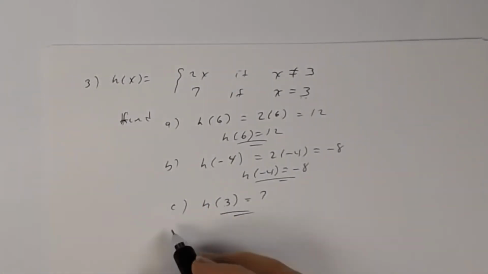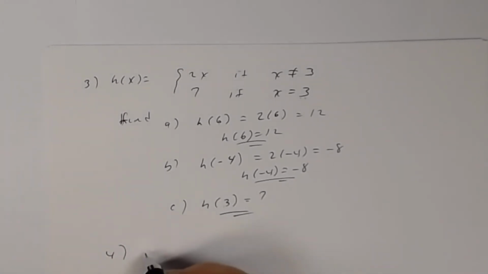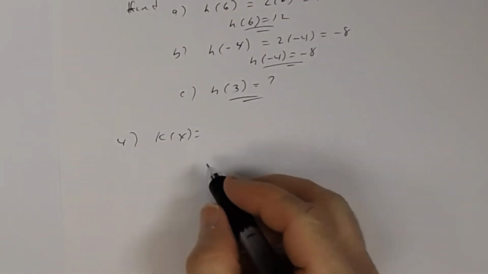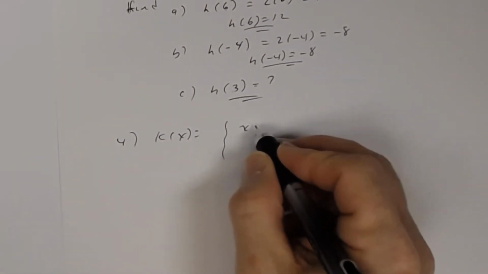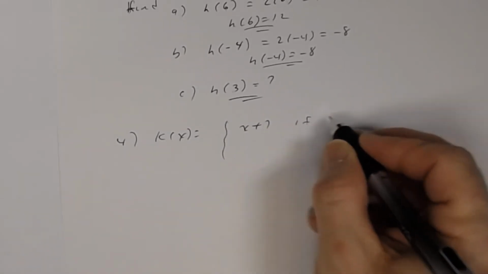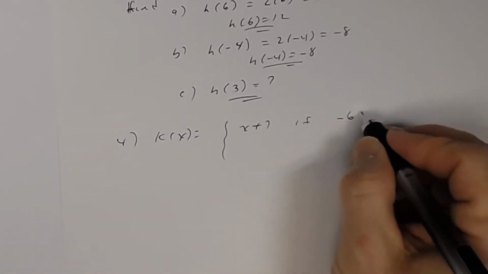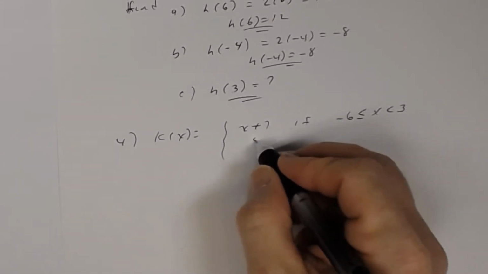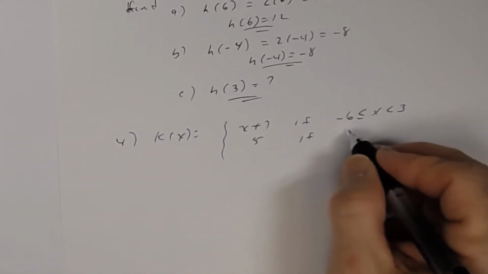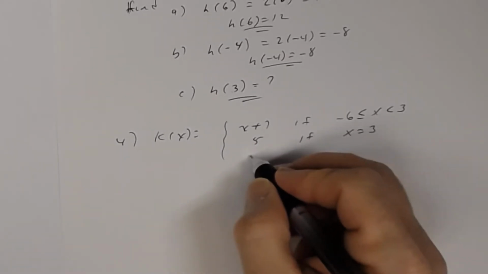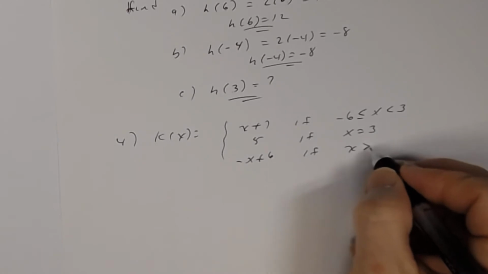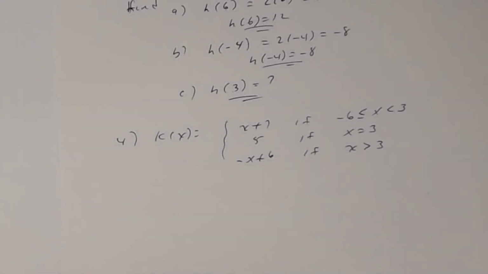All right. So that was number 3. Let's go to number 4. Number 4, let's suppose we had k of x is equal to x plus 7 if -6 is less than or equal to x is less than 3; 5 if x equals 3; and negative x plus 6 if x is greater than 3. Let's suppose we had that.